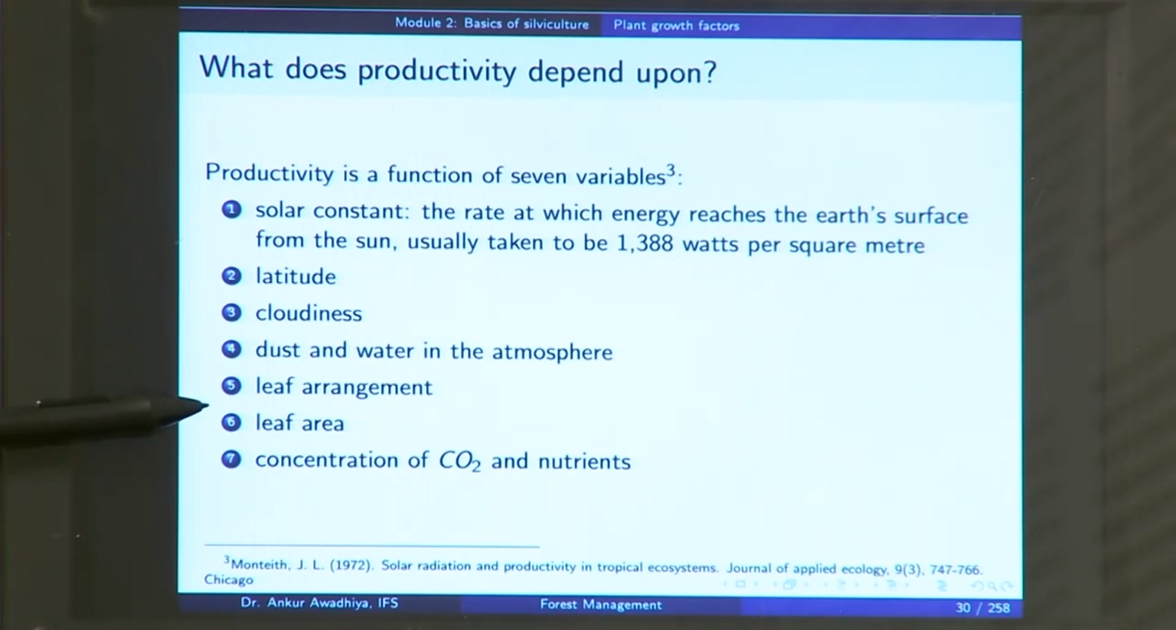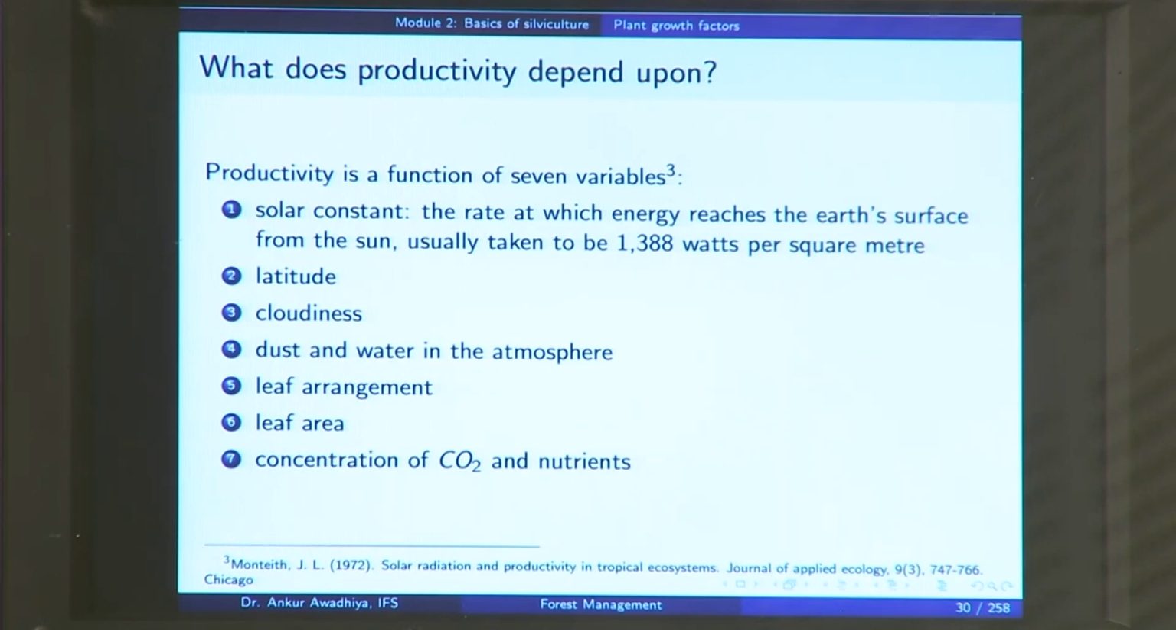It also depends on the leaf area that is available with your species. So, some plants that have larger sized leaves will be able to show larger productivity as compared to some other plants that do not have large sized leaves.